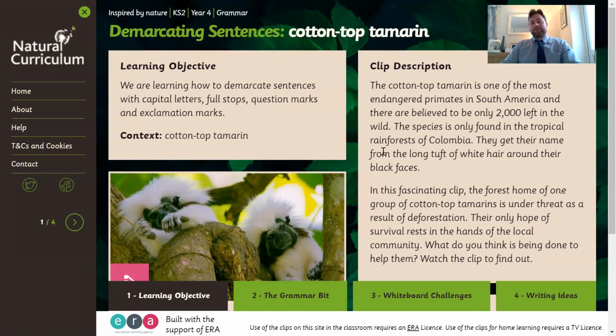Now, the clip that we're going to see very shortly is about the cotton top tamarin, and it's one of the most endangered primates in South America, and there are believed to only be 2,000 left in the wild. The species is only found in tropical rainforests of Colombia, and they get their name from the long tuft of white hair that you see here on their black faces.